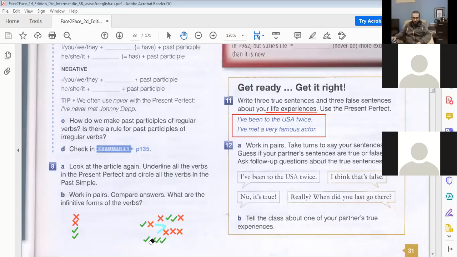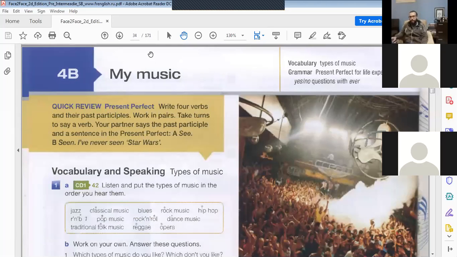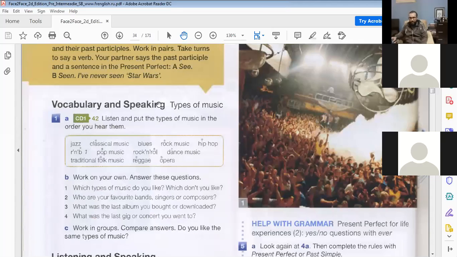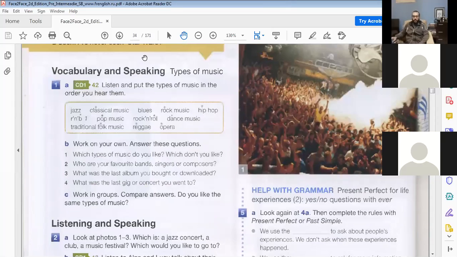Okay, so in today's lesson, we will continue talking about the present perfect. Our next topic will also involve the present perfect. But first of all, let's do a little bit of vocabulary. We're going to talk about music. Here in this box, we have different types of music. I'm going to read them for you, and after that, I'm going to play a track so you can hear these different types of music and try to guess which is which, okay?